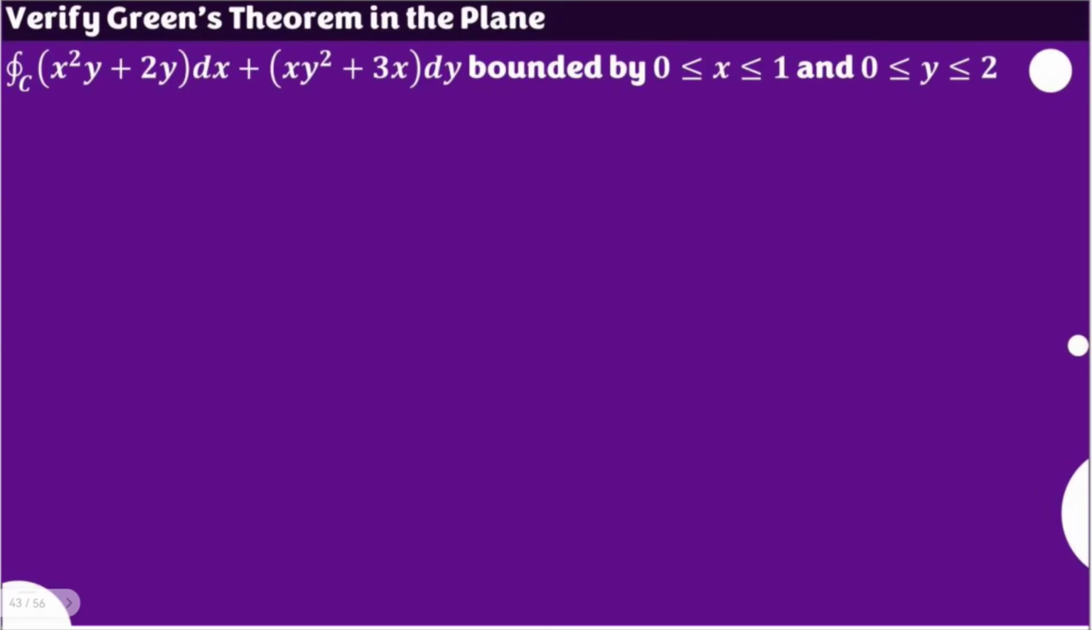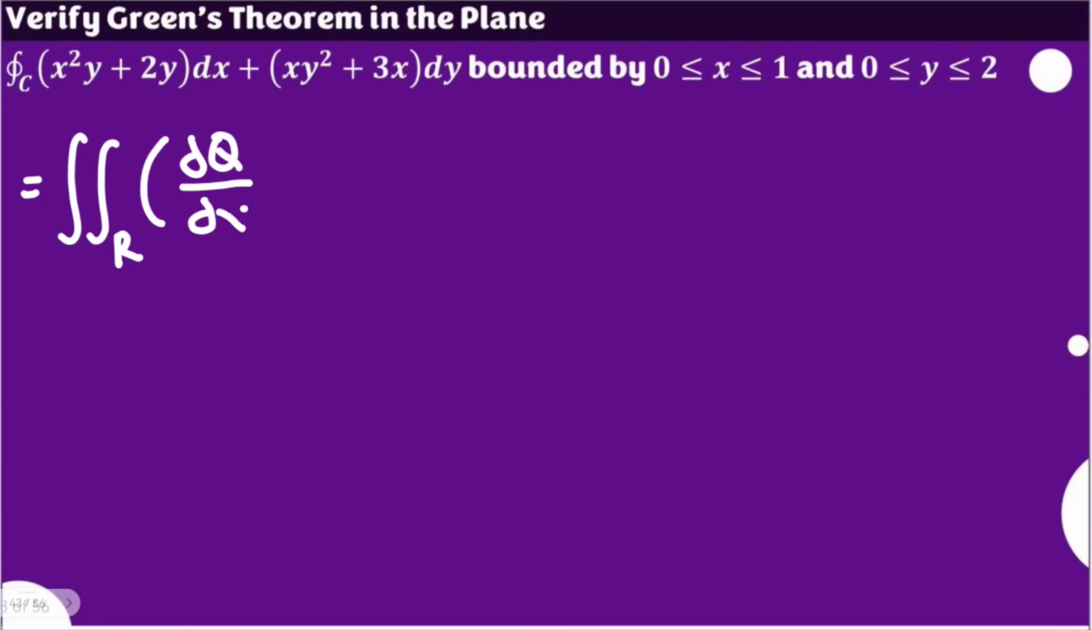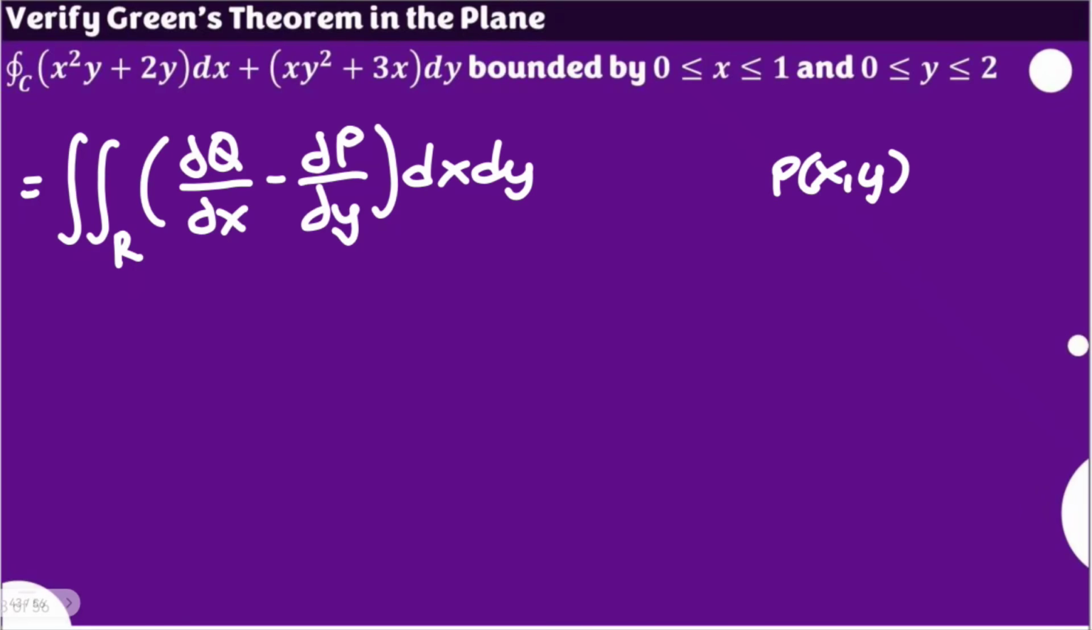we need to identify the double integral along a certain region of the partial derivative of your q function with respect to x minus the partial derivative of your p function with respect to y, dx and dy. Of course, we need to identify first your q and p functions. Your p of xy will be the function situated as a product with dx. That's actually x squared y plus 2y.